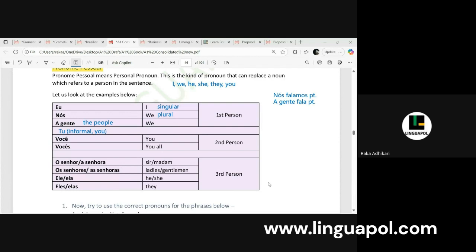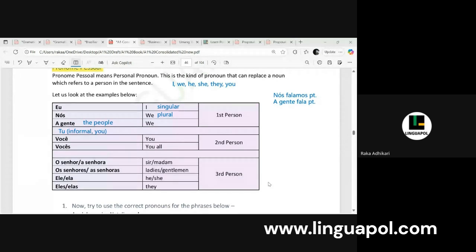So this is very important for you to remember, especially in the case of the plural one. Ele, ela is very simple. The singular ones are very simple. For he, we use ele, and for she, we use ela. But in the plural one, you have to remember, eles is the masculine plural, elas is the feminine plural, but for a mixed group of people also, we will use the masculine plural, eles.